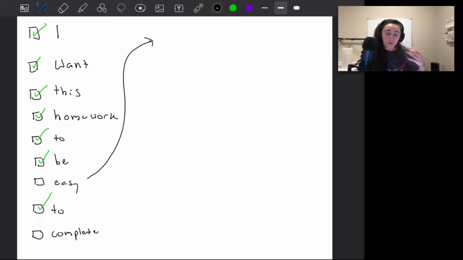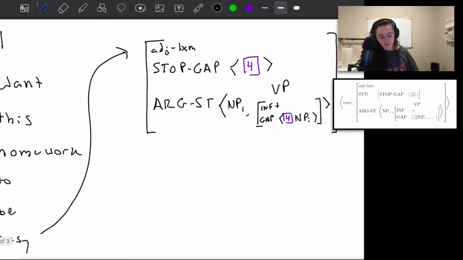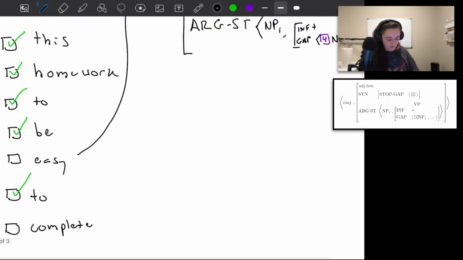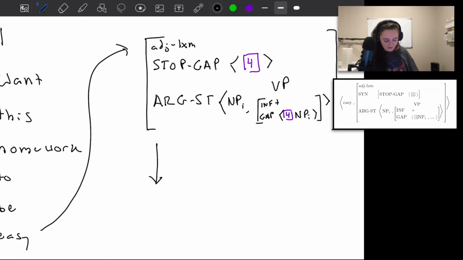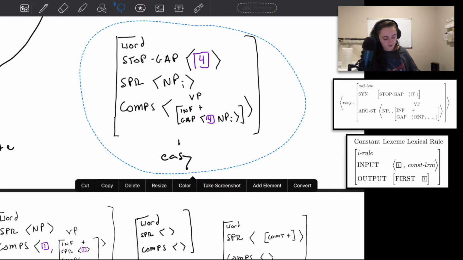Next, we have "easy," which we also have a lexical entry for. So it is an adjective lexeme, and in its arg structure, the first thing is a noun phrase, which is co-indexed with the gap of the second thing on the argument structure. And the gap is also identified with the stop gap of "easy." The lexical entry actually stipulates that there can be more than one thing in the gap, but we just know that's not true in this sentence, so I didn't include that. And the second thing on the argument structure is inf plus, which is good. We already have the inf plus aux v2 that's going to fill that role. Because it's an adjective lexeme, it's going to go through the constant lexeme lexical rule. And now we have this word structure that can go in our word bank.